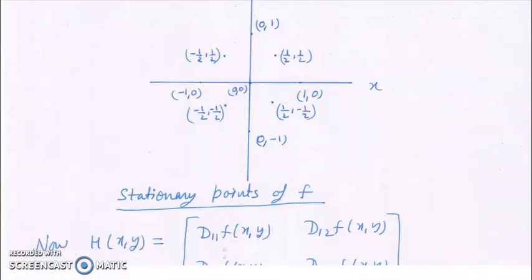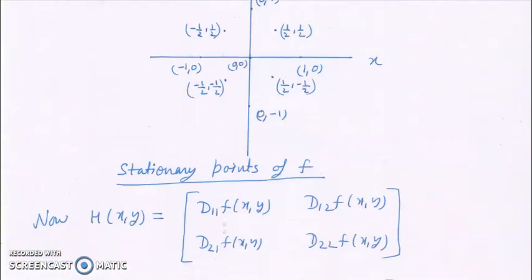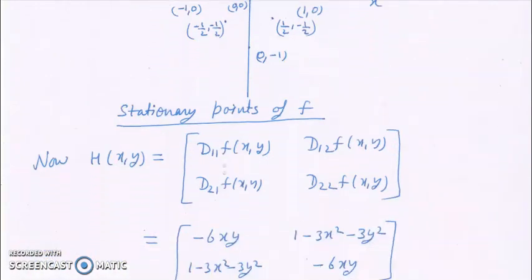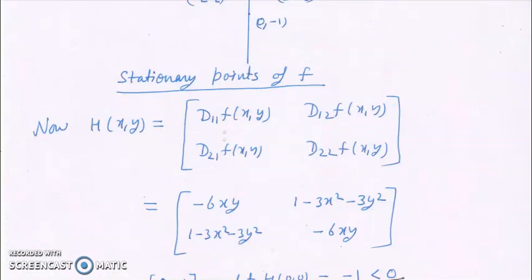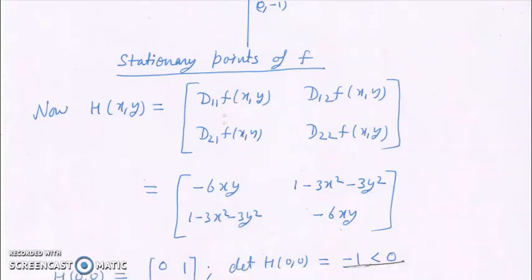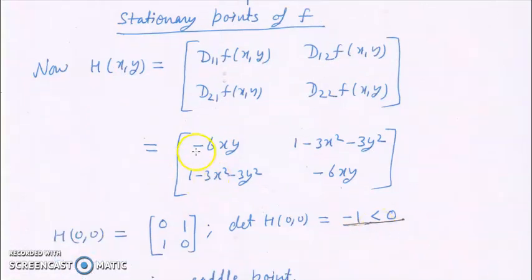So okay, what we have to do, for each stationary point we have to make a Hessian matrix. So H of (x,y) is d11 f(x,y), d12 f(x,y), d21 f(x,y) and d22 f(x,y). So this turns out to be -6xy, 1 - 3x² - 3y², 1 - 3x² - 3y² and -6xy.